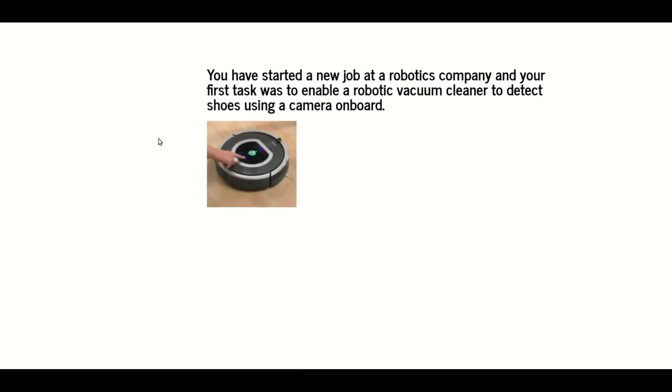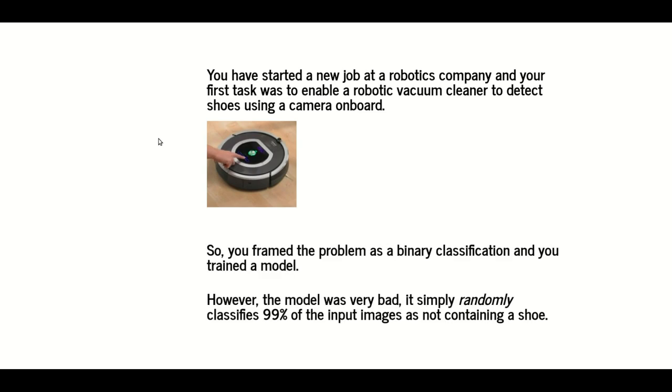So let's imagine that you started work in a robotics company and your first job was to enable this robotic vacuum cleaner to detect shoes. So you frame the problem as binary classification and you train a model. However, your model was really bad. It simply randomly classifies 99% of the input images as not containing a shoe.